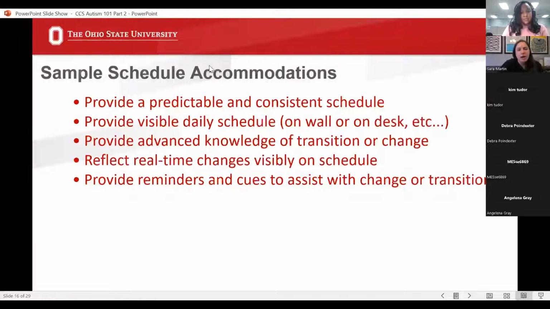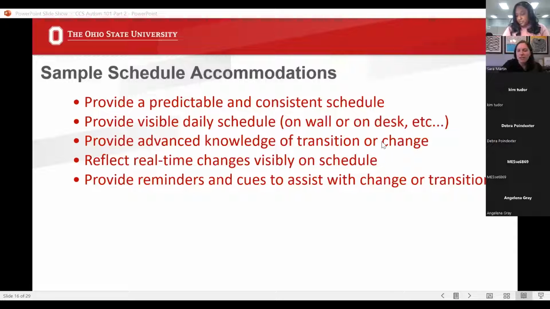Some schedule accommodations can involve providing a predictable and consistent schedule throughout their day. So providing a visible daily schedule, on the wall or on their desk, wherever is most convenient for them. Like we said, someone mentioned the Velcro schedule, having that available on their desk throughout the day and having that set ahead of time is key.